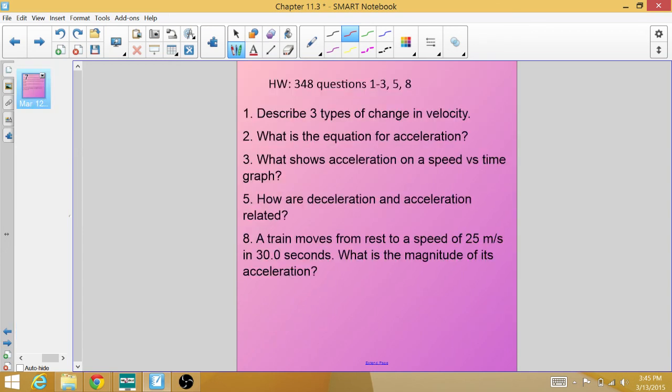So here are your homework questions based on acceleration. Have them ready for tomorrow.